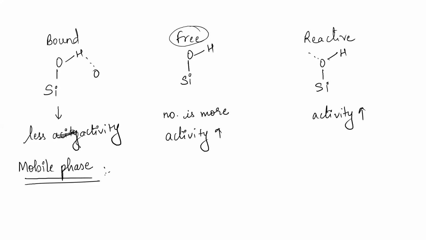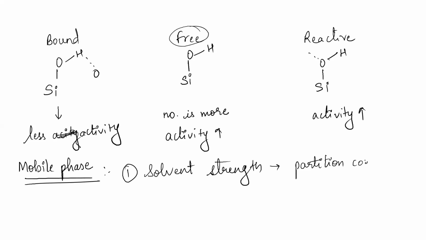So for the mobile phase, the selection is also based on the strength of the solvent. This strength of the solvent is responsible for the partition coefficient, because any type of chromatography works on the principle of partition chromatography. So the solvent you choose is based on its strength, and that is indirectly or directly connected with the partition coefficient.